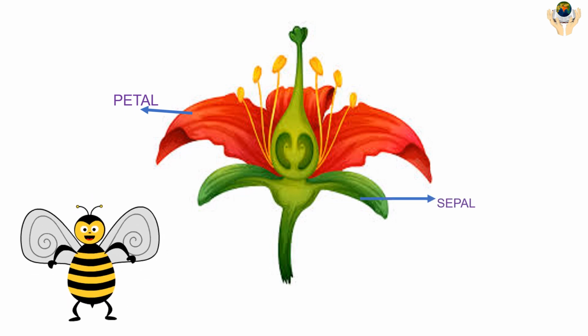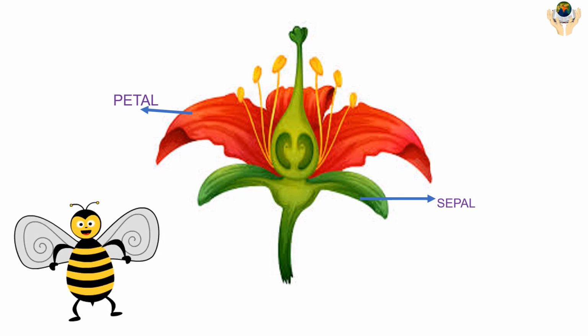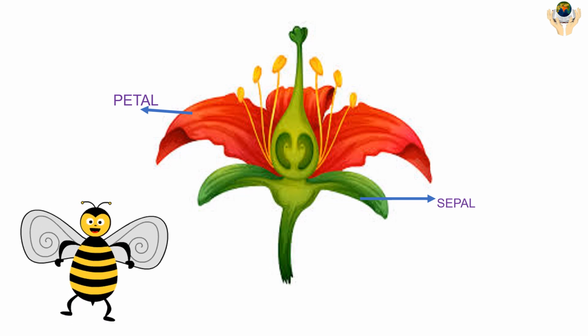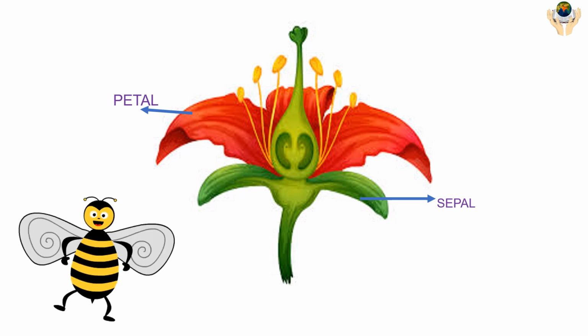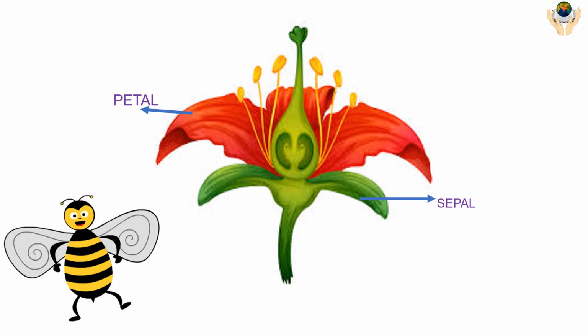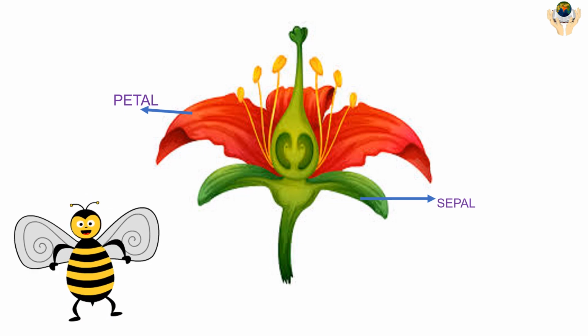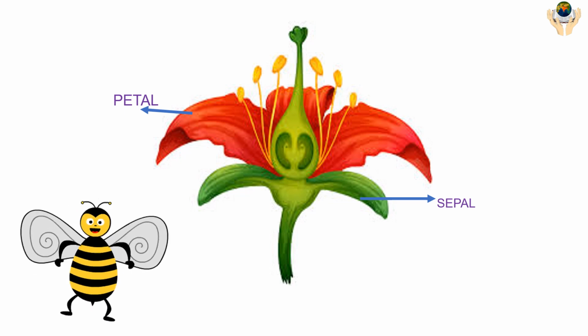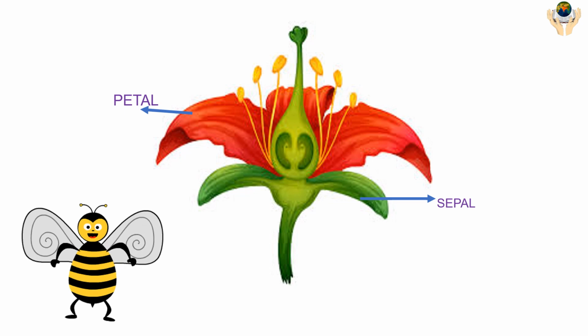Sepals. These are all the small leaf-like parts growing at the base of the petals. They form the outermost wall of the flower. Collectively, sepals are known as the calyx. The main function of the calyx and its sepals is to protect the flower before it blossoms. It means in the bud stage it will protect.